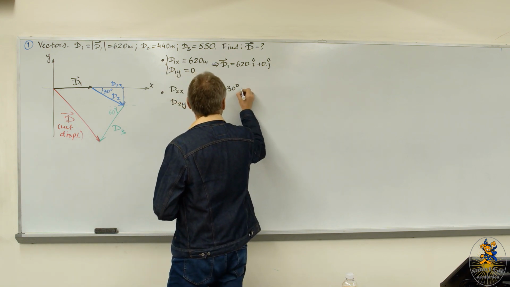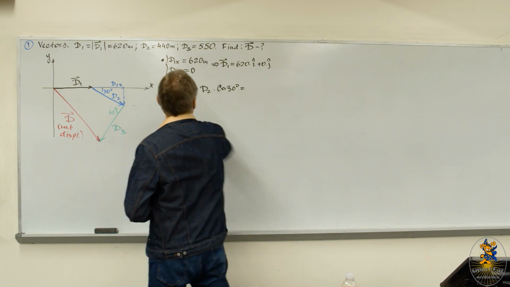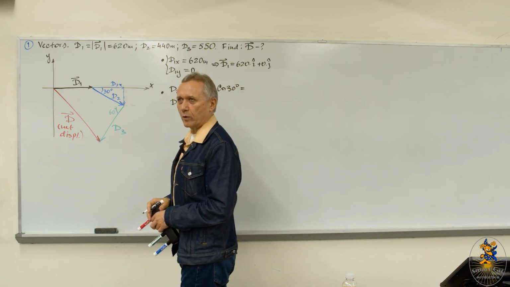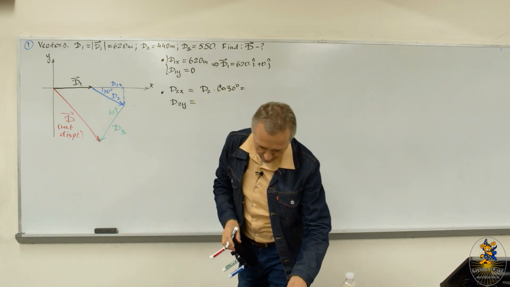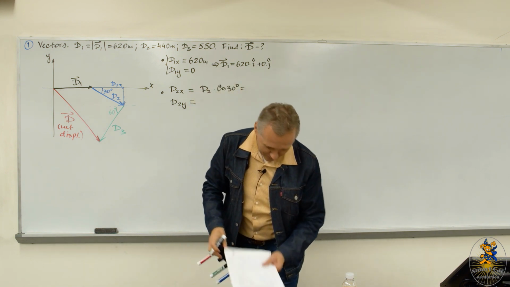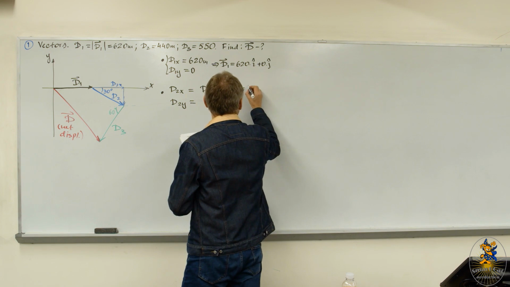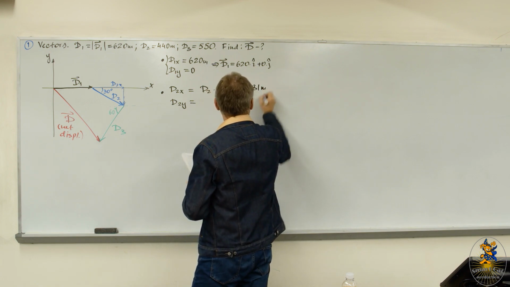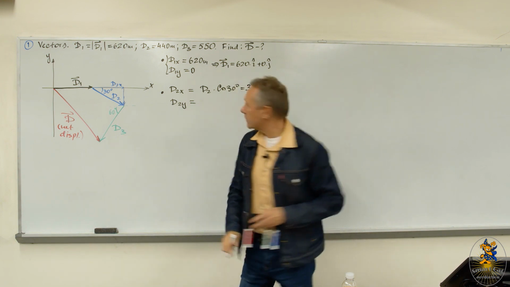So positive, and of course you can plug in numbers, 440. Cosine of 30 degrees is the square root of 3 over 2. It's too much. I will look at my notes. All right, 381 meters, of course.